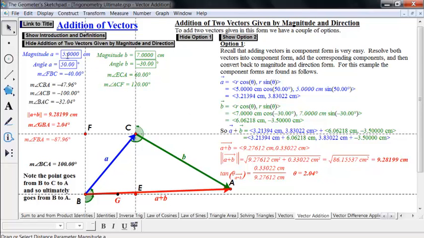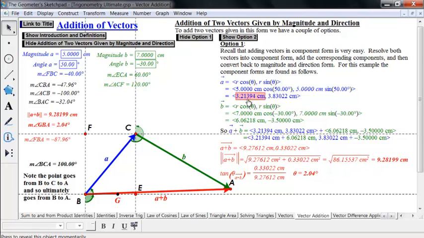So for A, that's 5 times the cosine of 50 degrees, comma, 5 times the sine of 50 degrees, which works out to be approximately 3.21, comma, 3.83. That's how much you go to the right and up. Similarly, B is r cosine theta, r sine theta for the r and theta of B, so that's 7 cosine of negative 30 degrees, comma, 7 times the sine of negative 30 degrees. In this case, that's about 6.06 to the right, and negative 3.5, so that's down 3.5. Then we're adding those two component forms.